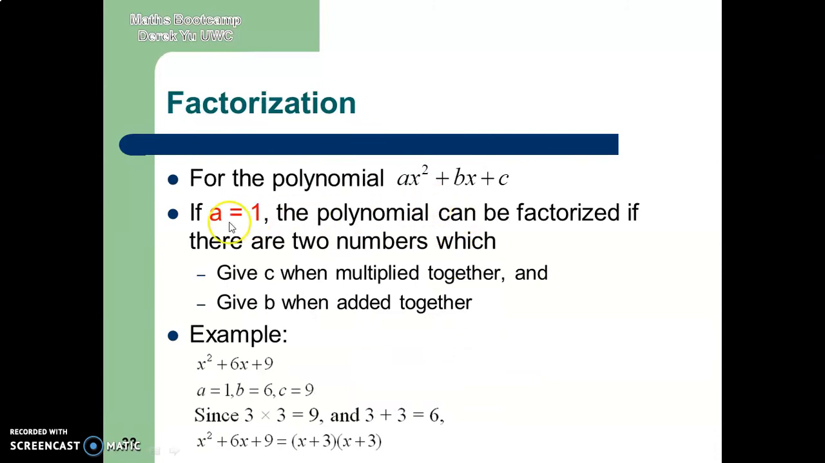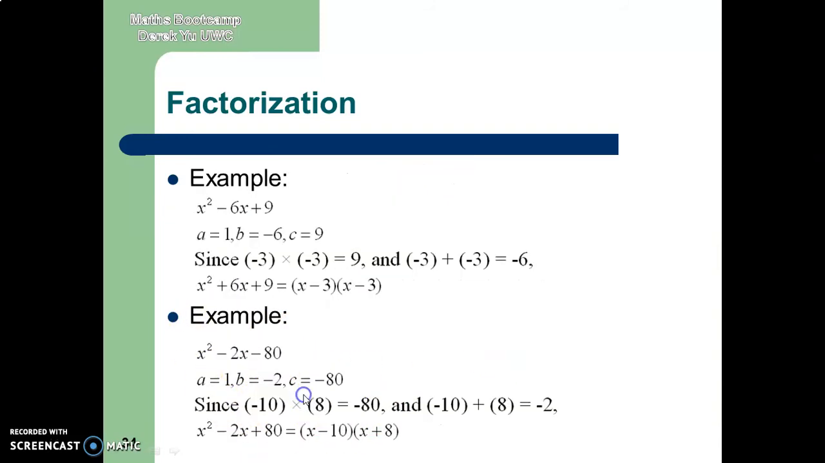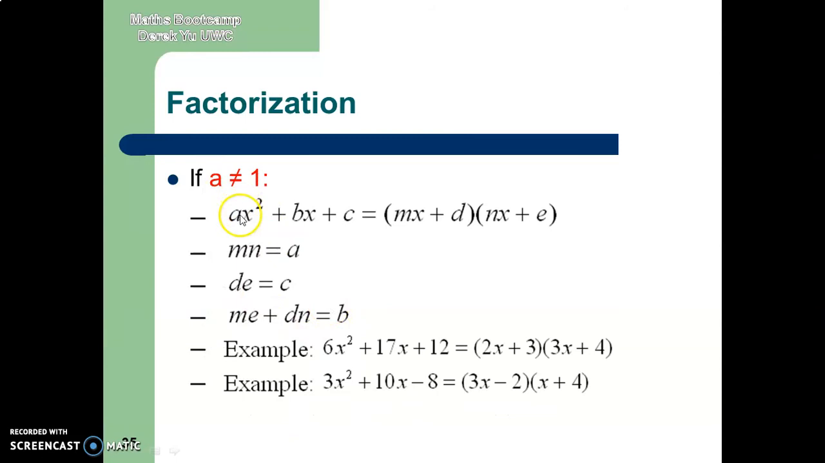Okay, factorization. ax squared plus bx plus c. If a is equal to 1, then the simplification is much easier. The factorization is much easier. So when you have time, please go through the examples. I'm not going to go through them here. It's self-explanatory. Rather, if a is not equal to 1, then the factorization would take a bit of time and effort. So look at these two examples.